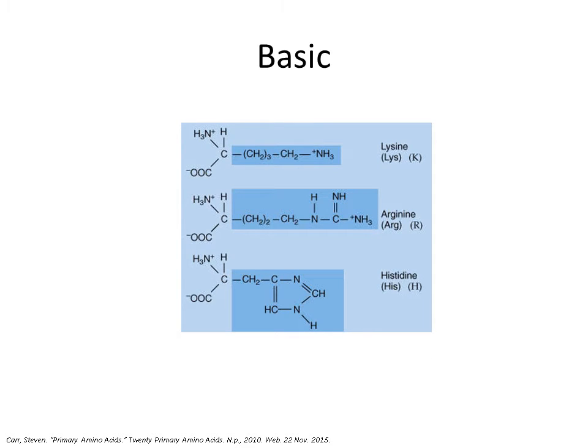Next, we have our basic side chains. They consist of lysine that has a pKa of 10.5, arginine that has a pKa of 12, and histidine that has a pKa of 6.04.